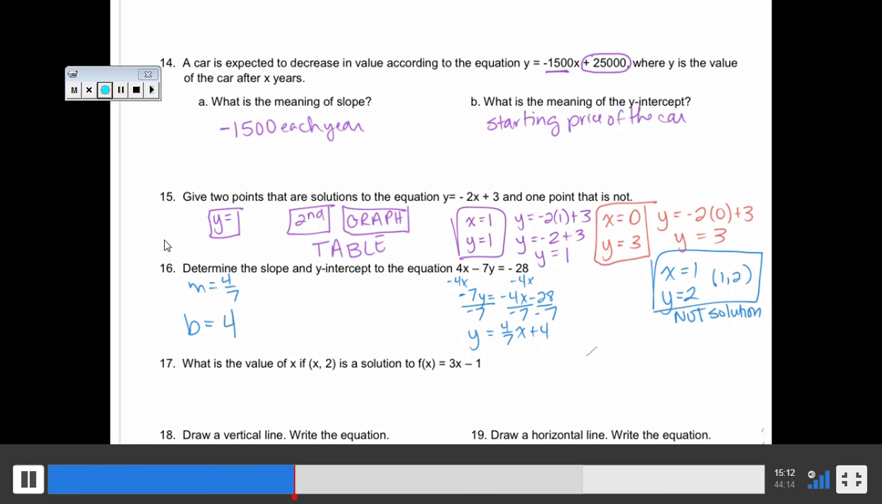For number 17, find the solution of x, if x is a solution to f of x equals 3x plus 1. So they are actually giving us the y value as 2. So we can take that and plug it in for f of x. So 2 equals 3x plus 1. So if we minus 1, we end up with 1 equals 3x. And if we divide by 3, x equals 1/3. So the value of x here would be 1/3. If you plugged in a 1/3 for x, you would get out a 2 for y.